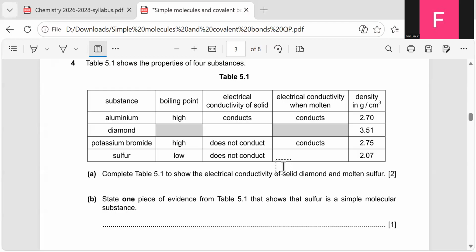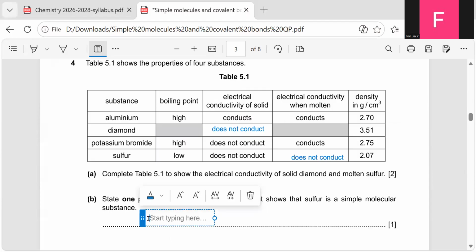Complete the table to show the electrical conductivity of solid diamond and molten sulfur. Diamond, does it conduct electricity? What do you think? No. So it does not conduct. Sulfur is a non-metal. It also does not conduct. State one piece of evidence to show that sulfur is a simple molecular substance. It has a low boiling point.